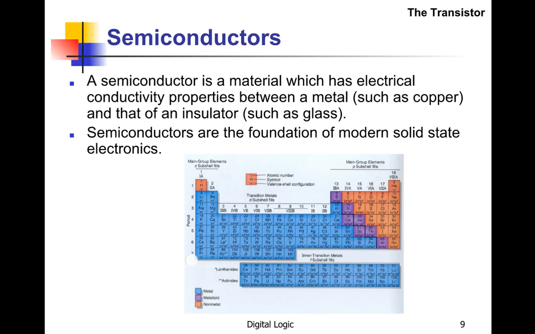A semiconductor is a material that's kind of conductive and kind of not, in between conductors and insulators, and the foundation for pretty much all of our solid-state devices these days, and they're found in this part of the periodic table right down here. Silicon, germanium, and those kind of things are semiconductors.